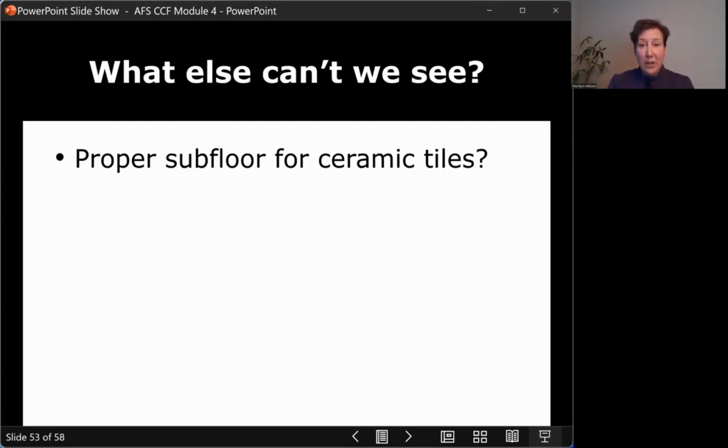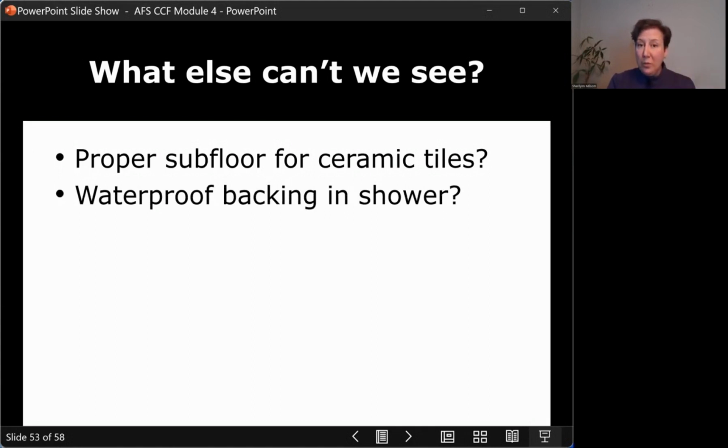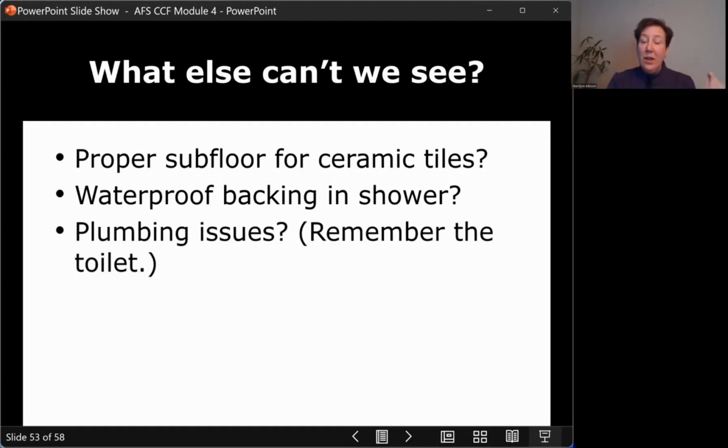So subfloor under those ceramic tiles is a perfect example. Without a proper subfloor, then tiles will lift and grout will break, and it is a mess. Was there waterproof backing used behind the shower surround? That's a brand new install, or was it just regular plain old drywall that is going to mold? There could be other plumbing issues and ventilation issues in the plumbing because that toilet was done in the laziest way possible. It made me instantly question how the plumbing in the newly installed basement kitchen would be.